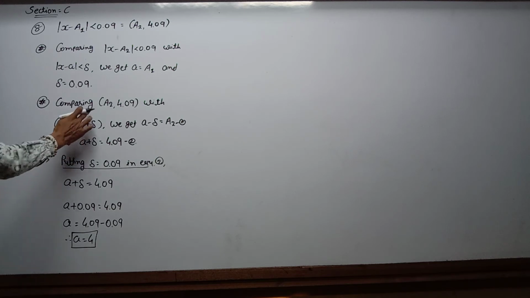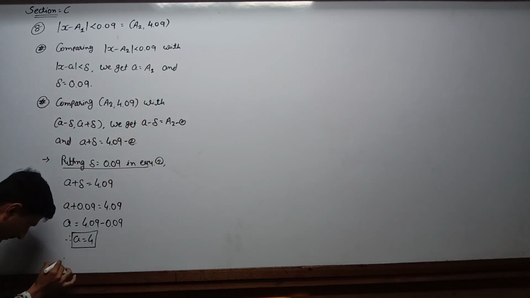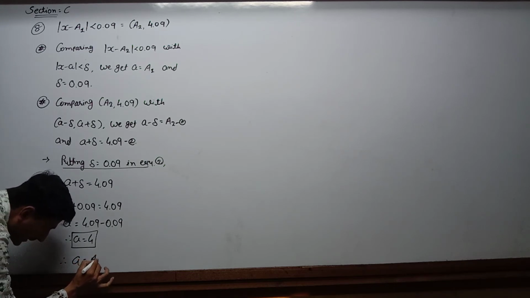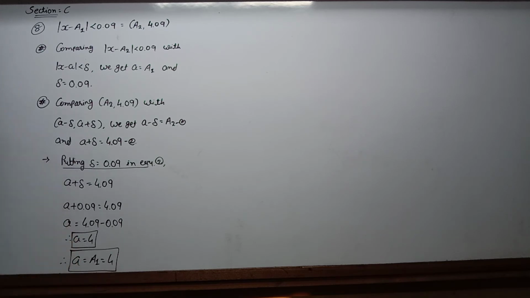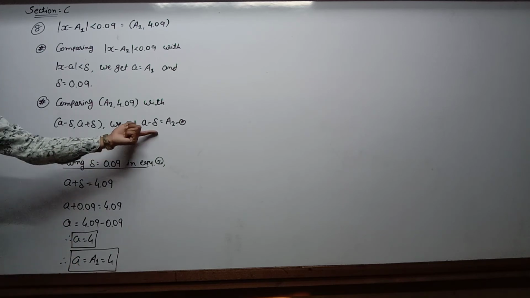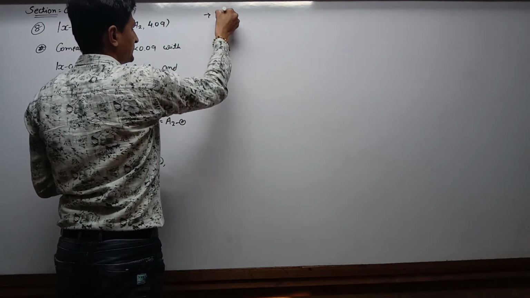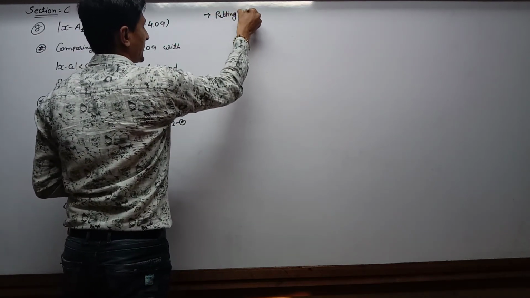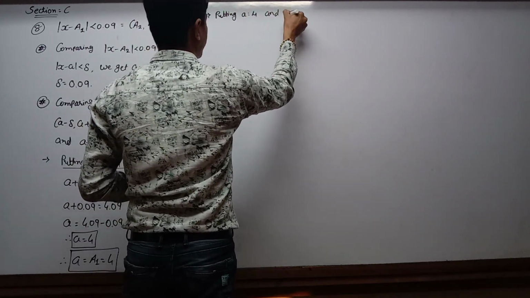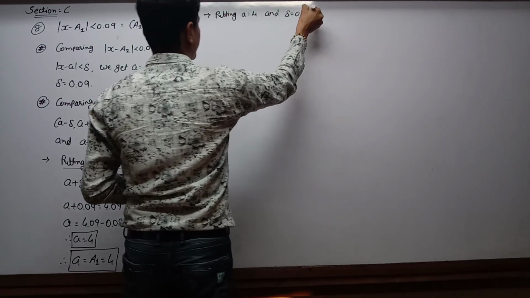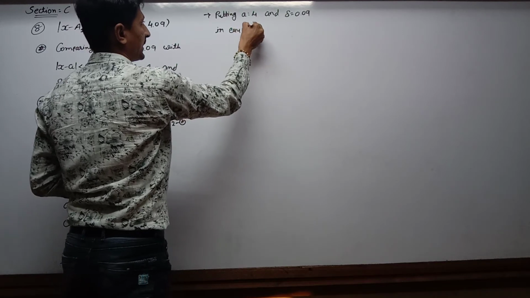In first comparing a is equal to A1. So now next step write down also a is equal to capital A1 is equal to 4. So A1 is also 4. Both values putting in equation first. Now next step, putting a is equal to 4 and delta is equal to 0.09 in equation 1.